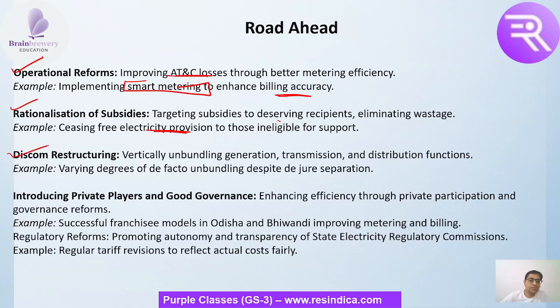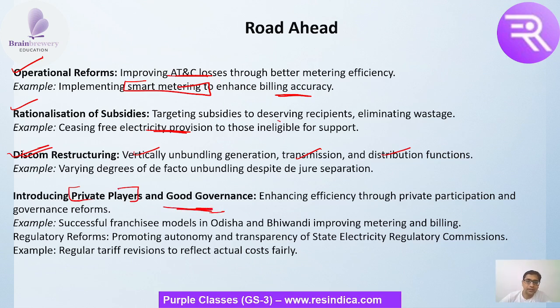Then discom restructuring, vertical, horizontal, transmission, distribution, and everything, okay? You have to unbundle it, you have to pack it with the new reforms, and then you have to rebundle it, okay? Then introduction of private players and good governance, okay?